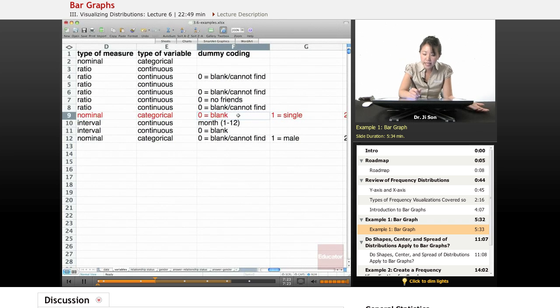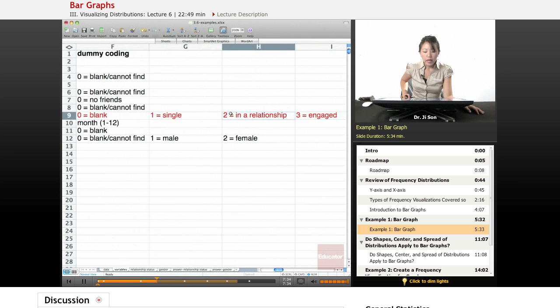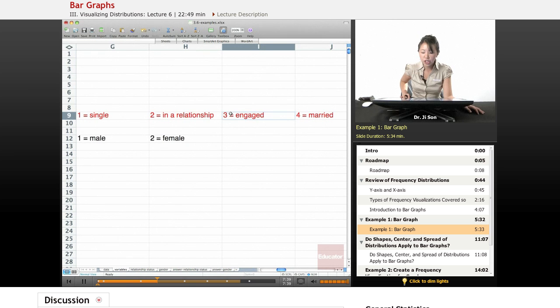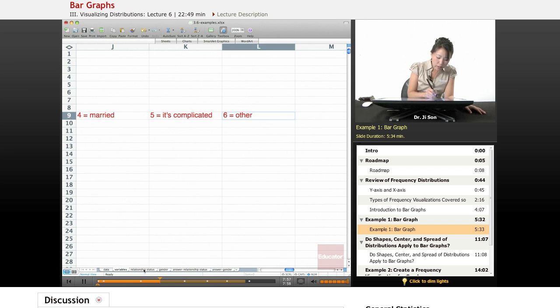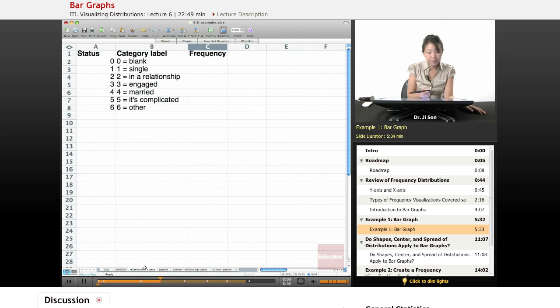So here it says, if there's a zero in that column, it just means that their relationship status was left blank or unfilled in. If they have a one, it means that they're single. If it's a two, they're in a relationship. If it's a three, they're engaged. If it's a four, they're married. If it's a five, it's complicated. And if it's a six, they just put something else. All right, so now we know that they have zero through six as the potential values that could be in that variable. So let's go to the relationship status sheet.